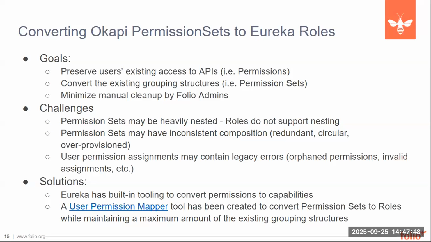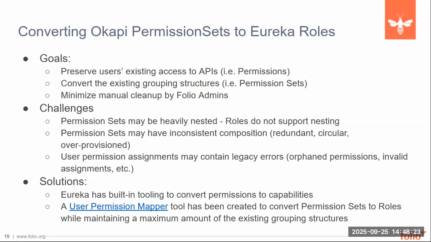There is some built-in functionality in FOLIO's Eureka for doing this, but what is it we're trying to do here? We're trying to do a couple of things when we convert from one system to the other. One, we want to ensure that users in the new system have the same abilities as they do in the old system, so they have access to the same APIs that they had previously. We also want to, as much as possible, preserve any grouping that was created in the form of permission sets.